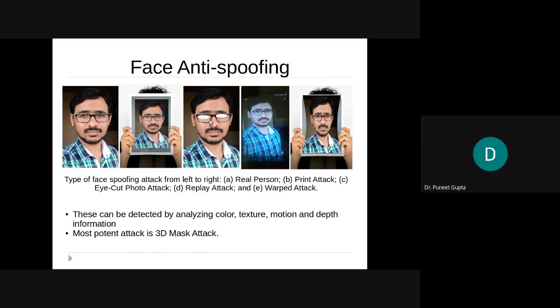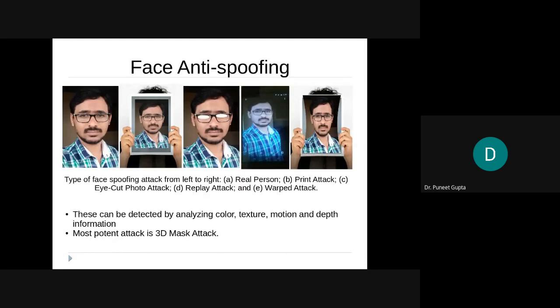So we have these different face anti-spoofing mechanisms, like analyzing color, texture, motion, and depth information, and to spoof them, we have different kinds of attacks. Out of these, there is one which is the strongest attack, known as the 3D mask attack, and people quite often use it now. There are various use cases for that. I'm also going to show you a video where these examples are shown.